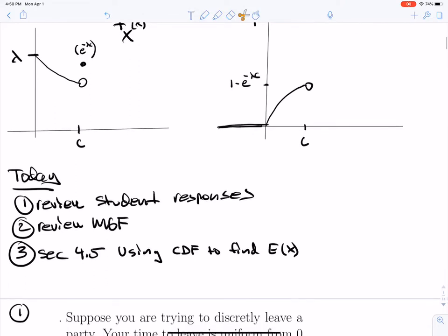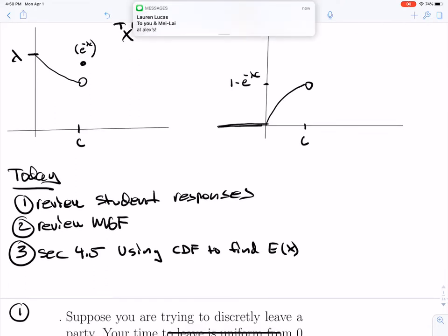So today we're going to review student responses from the concept test from last time. We'll review the MGF and we'll see how to use the CDF to find the expectation of X.